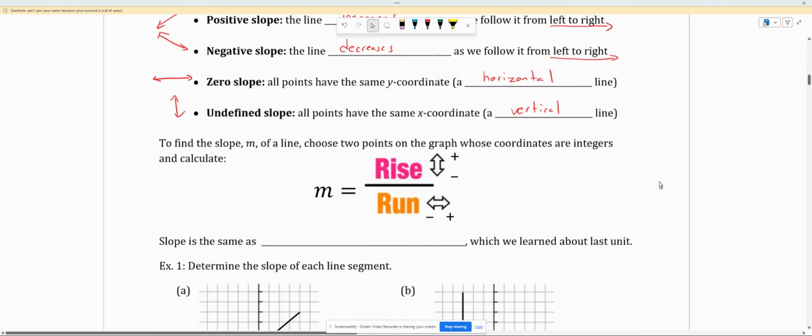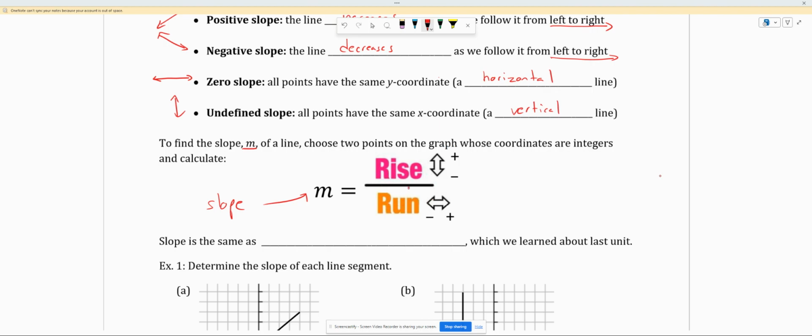In all of the equations we're going to be using, we're going to be denoting the slope with the letter m. M stands for slope of a line. We can choose any 2 points on a graph whose coordinates are integers, and we can calculate the rise and the run. So the idea is our slope, m, we can figure out what's changing. What's the change in up and down? What's the rise? And then we divide it by what's the run.